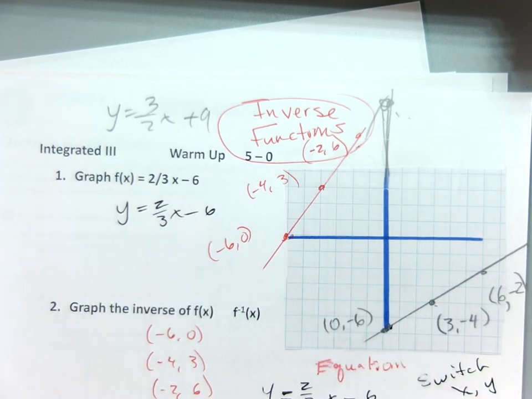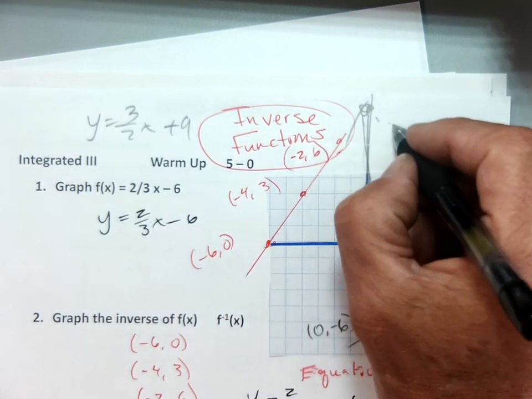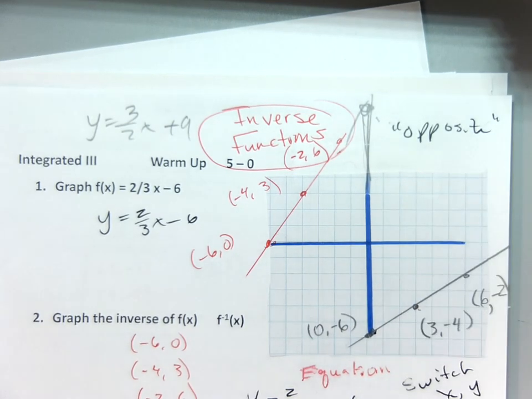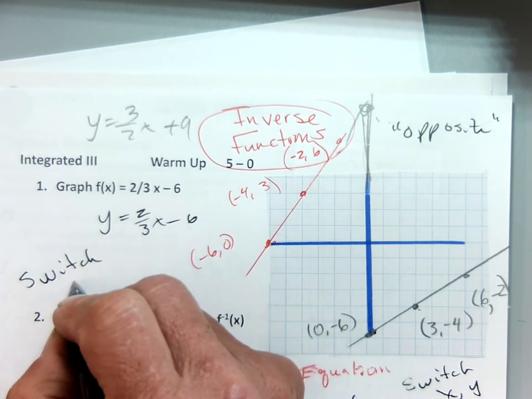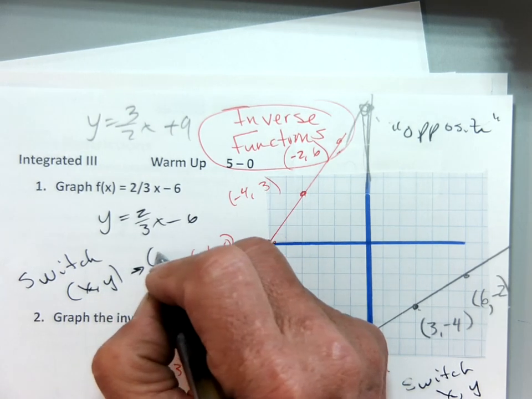But now, every graph has an inverse. What is an inverse? Well, an inverse is like its opposite. So how do you do the opposite of a graph? Well, the way you do the opposite of a graph is just switch the x and the y's. So it becomes a y, then an x.